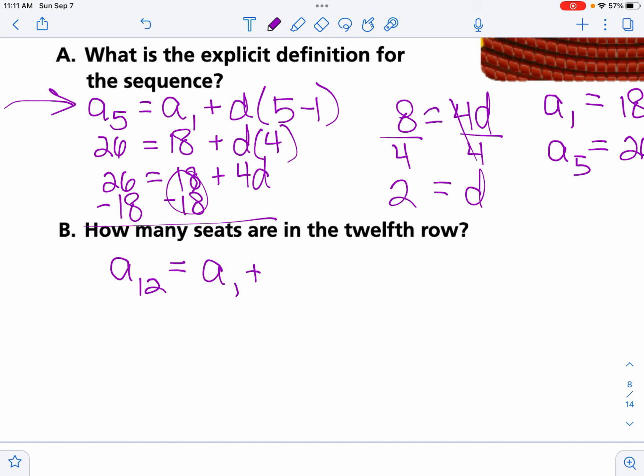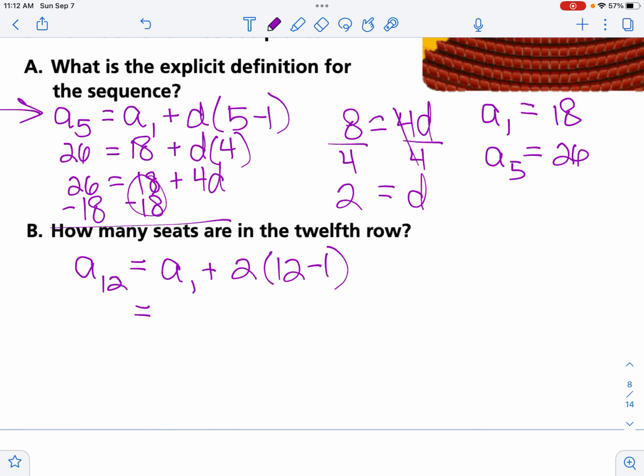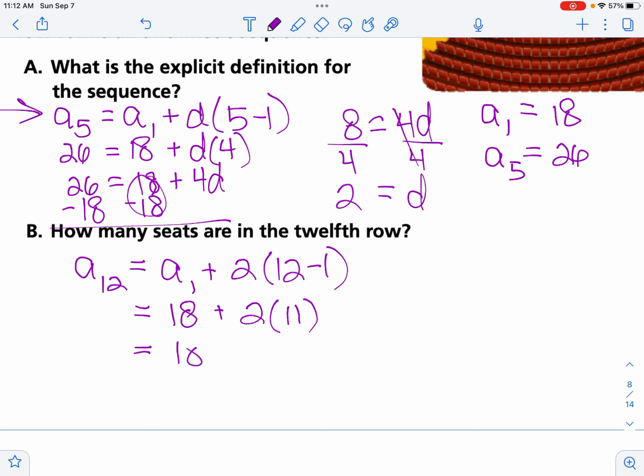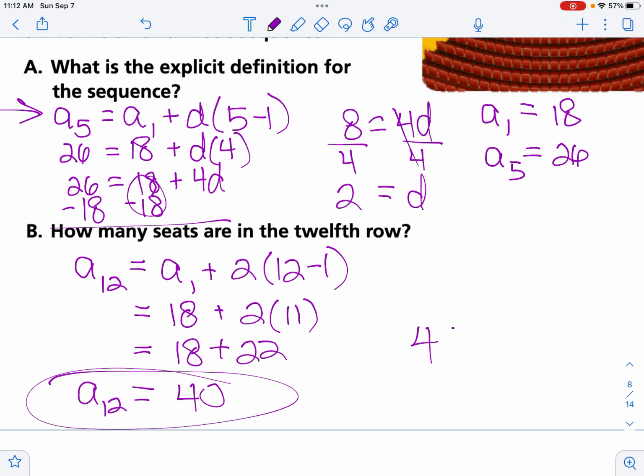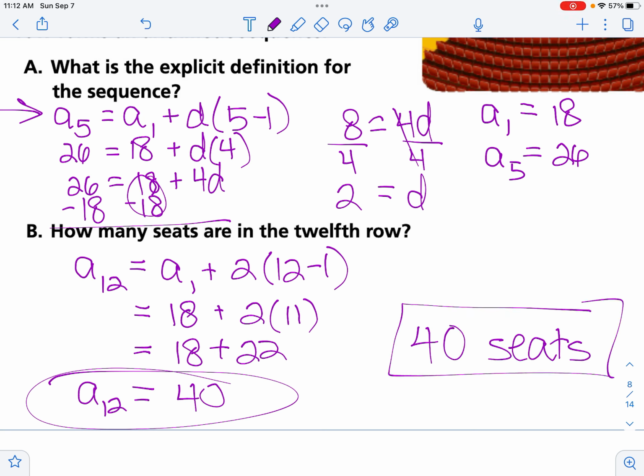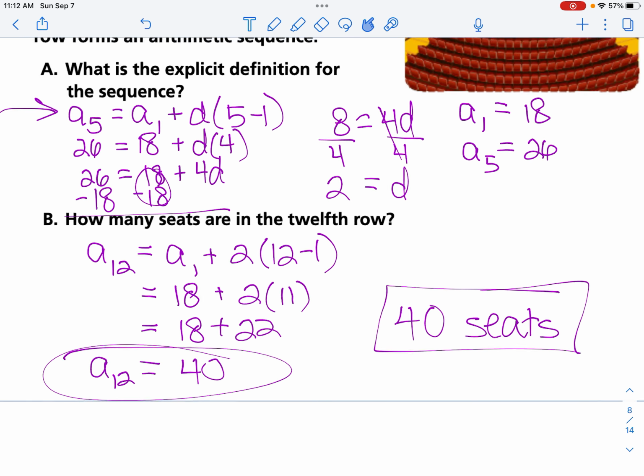Common difference would be 2, and then, okay. So let's see, a sub 1 we said was 18, right? And then 12 minus 1 is 11. So I have 18 plus 22, which is 40. So I guess we should write this out, 40 seats. That would really be my last answer there. Okay.